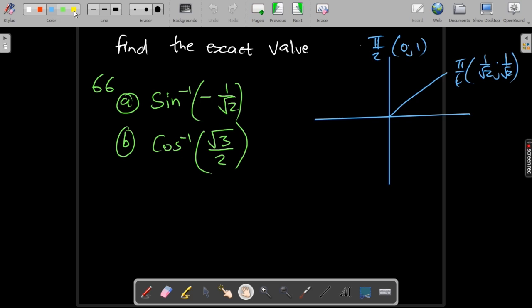So these questions are essentially asking where is sine negative 1 over square root of 2 and where is cosine square root of 3 over 2. So we're going to use our unit circle for that.